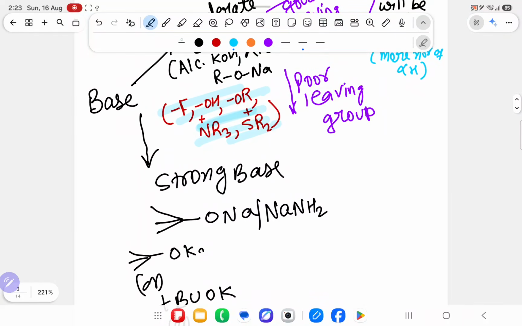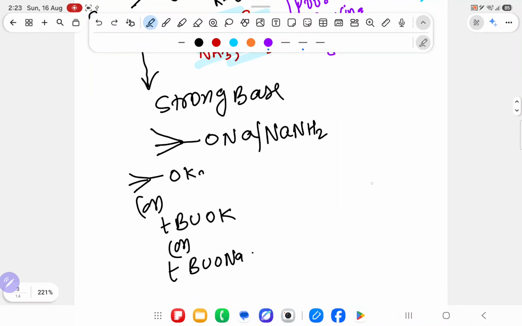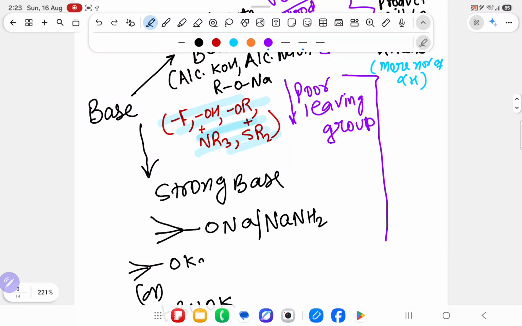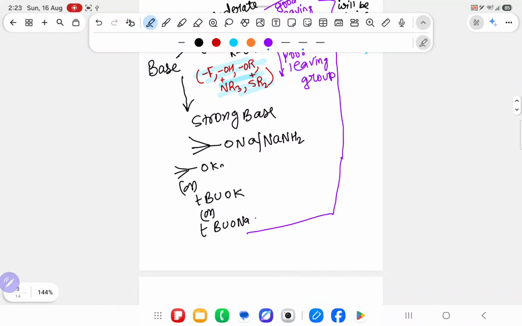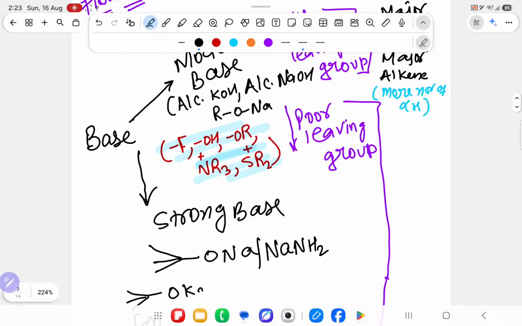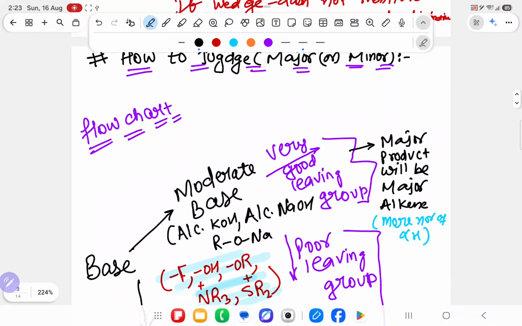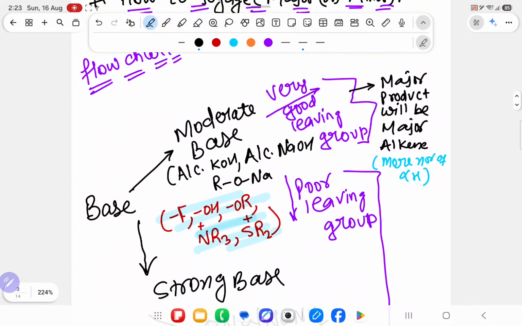But if a poor leaving group is coming, or a strong base is coming, in this situation the major product will be decided by the most stable one. I will write that again. Understood? I have written one flow chart, and in that flow chart I have told you how to judge the major product and minor product.